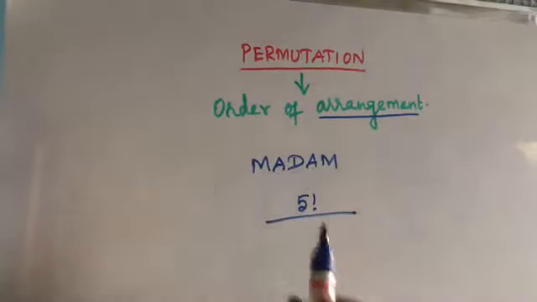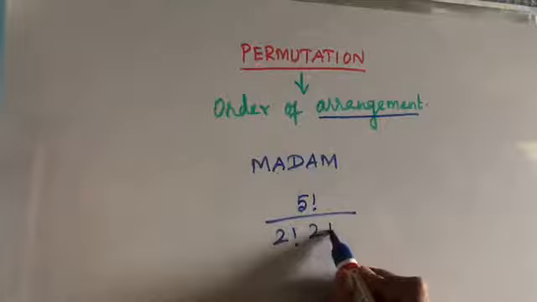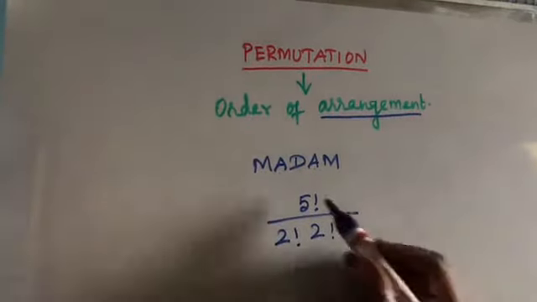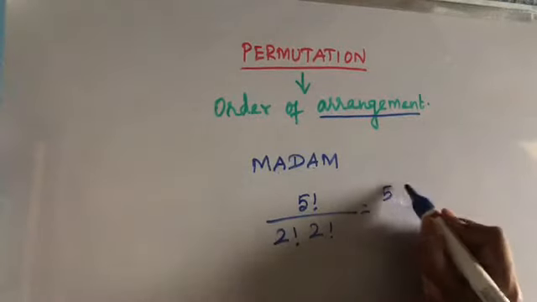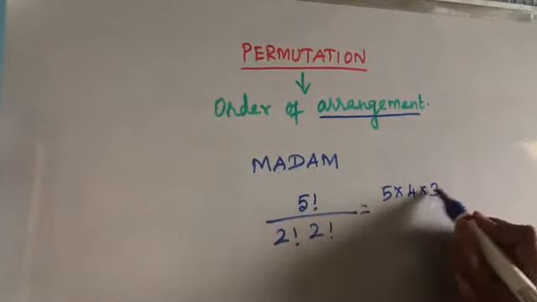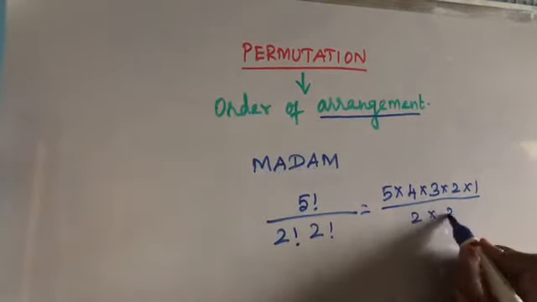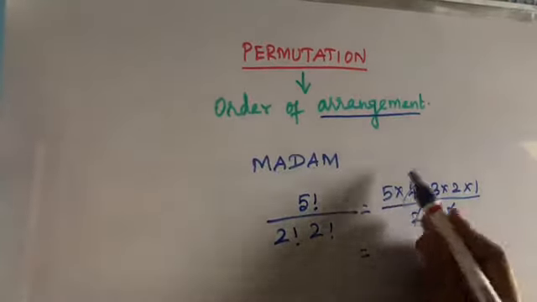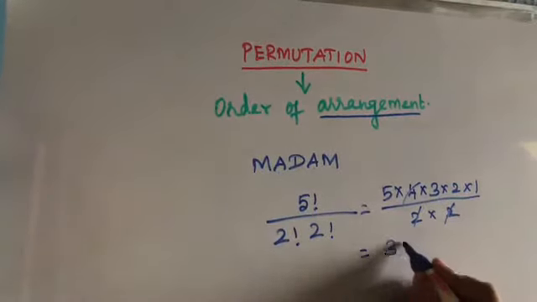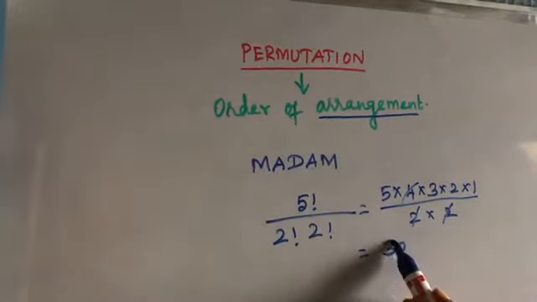M is repeating 2 times, so it is 2 factorial, and A is also repeated here 2 times, so again 2 factorial. So 5 factorial divided by 2 factorial into 2 factorial, that is equal to 5 into 4 into 3 into 2 into 1, divided by 2 into 2. 2 factorial is 2, right? 2 into 2, 2 cancel, 2 2s are 4. So 5 2s are 10, 10 3s are 30. So these 5 letters can be arranged in 30 ways.